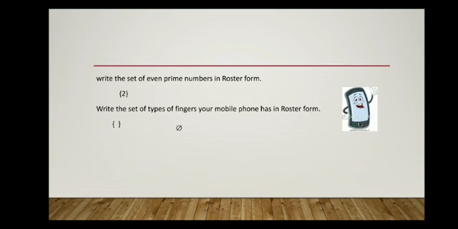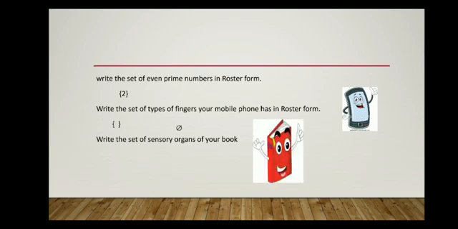Okay, see another question like this. Write a set of sensory organs of your book. Is this funny? Yes, right. So what are sensory organs? Eyes, nose, ears, tongue, skin, all these are sensory organs. Does your book have any sensory organ? No, right. A book is a non-living thing. It doesn't have any sensory organ. So it is an empty set. There is no element in this set. So we'll use empty set brackets or this symbol to represent this set.